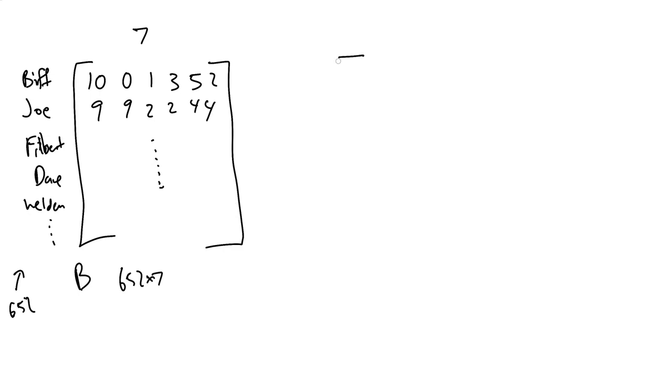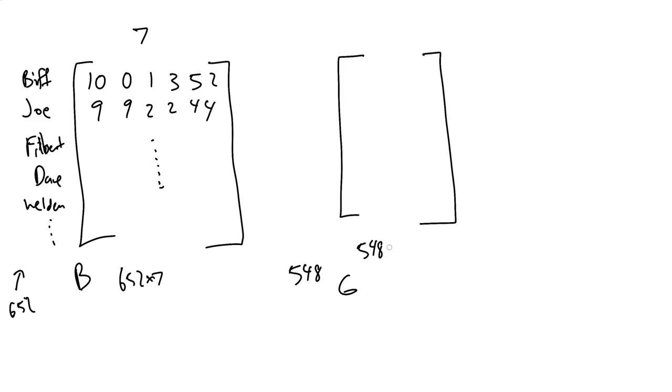All right, now we also have a girls matrix. Let's say there aren't quite as many girls in our system. There's only 548 or something, right? So this is the matrix G. And we're going to say the matrix G is 548 by 7, because each of the girls also answered 7 questions. So this is Jezebel's answers, and this is Cindy's answers, and this is Betty Lou's answers, etc. There's 548 of them, right? And Jezebel says 9, 9, 2, 2, 6, 4, 3, and so on.